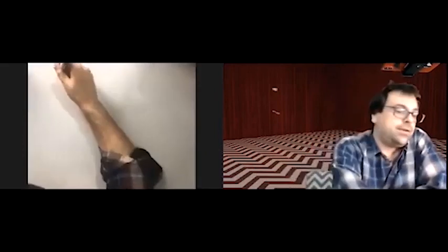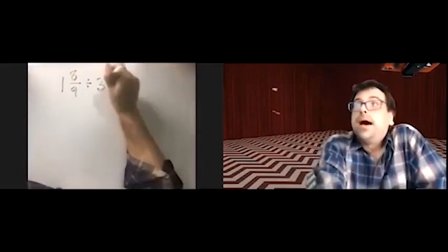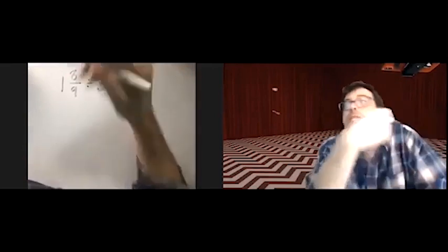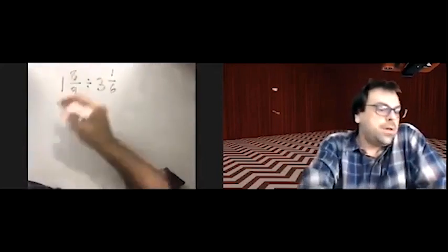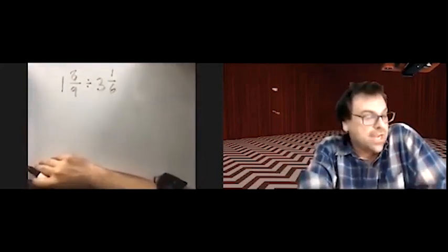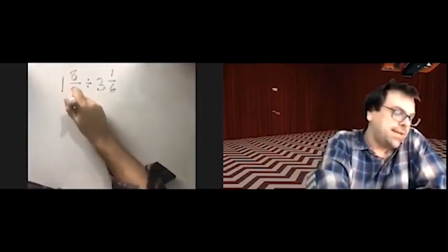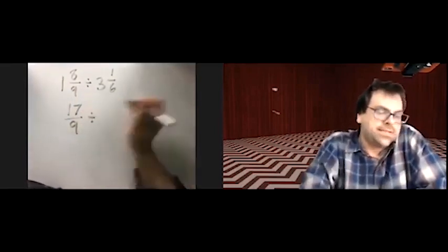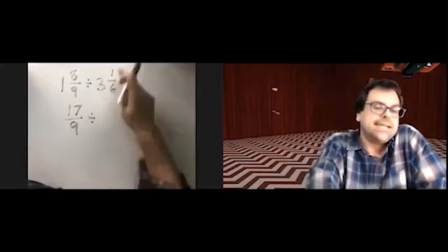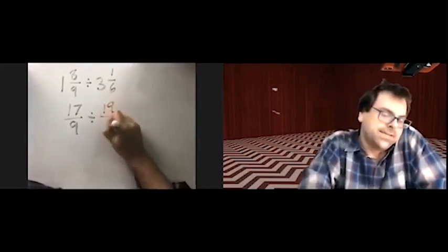Let's have another. 1 8/9 divided by 3 and 1/6. Mixed numbers to improper fractions. 9 times 1 is 9, plus 8 makes 17/9. Divided by 6 times 3 is 18, plus 1 makes 19/6.